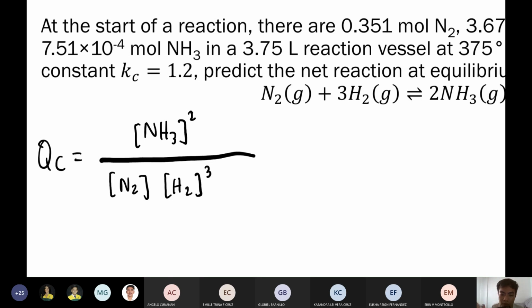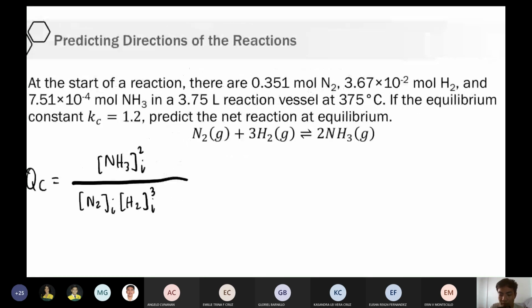However, sabi natin, kapag Q, initial yon. So, lagyan nyo ng small letter i sa baba. Just to remind you na reaction quotient yan. Okay? So, ibig sabihin yan, initial, before ma-achieve yung balance. Okay? So, ngayon, yan na yung Q natin.